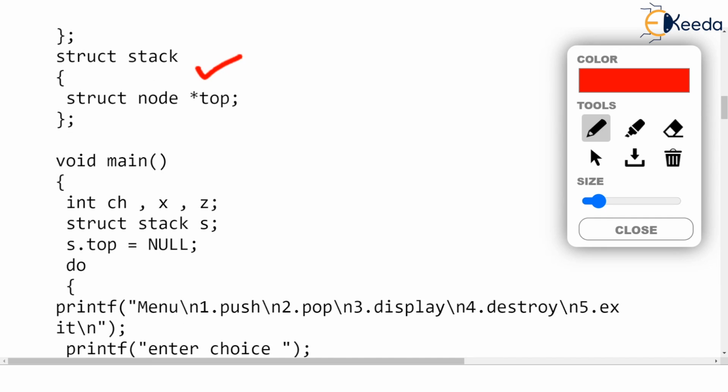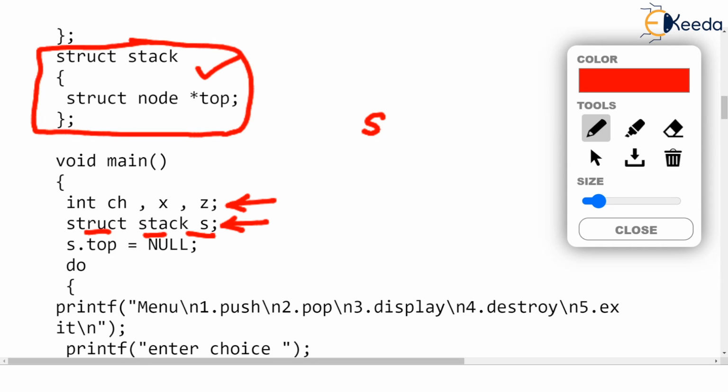But the very important line is this which I am pointing. Struct stack s. This is a simple variable declaration where s is declared as a stack. Then s will contain whatever stack contains, because s is a variable of type stack, and notice stack contains a pointer called top. So s is a variable which will contain a pointer called top.